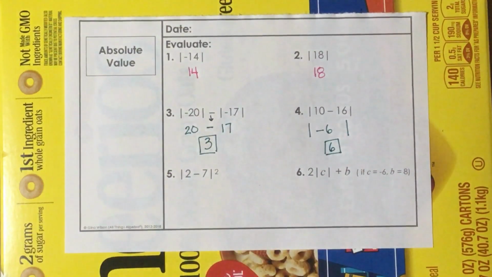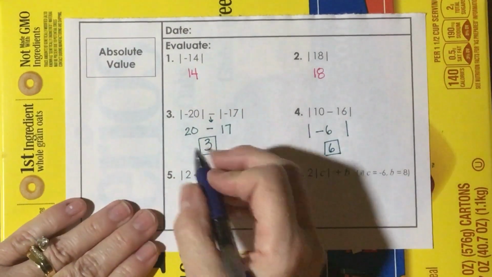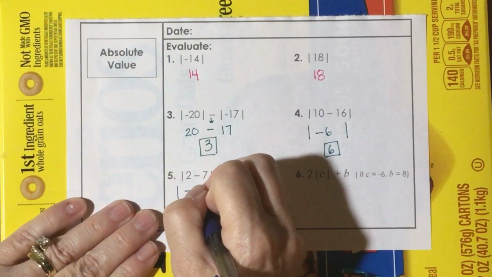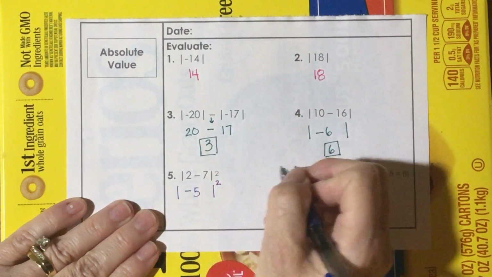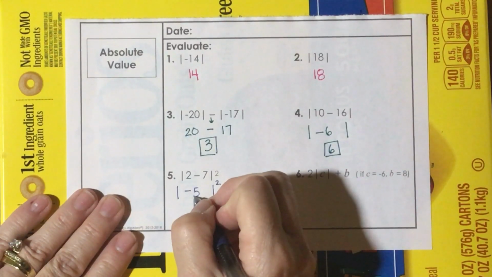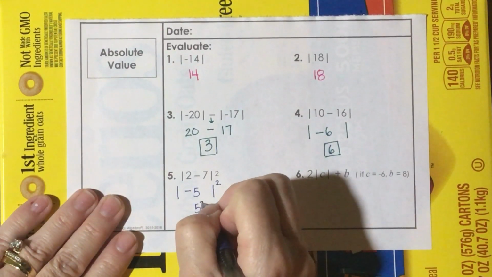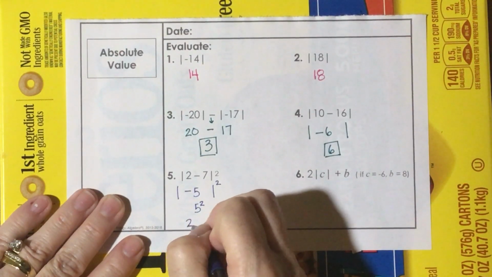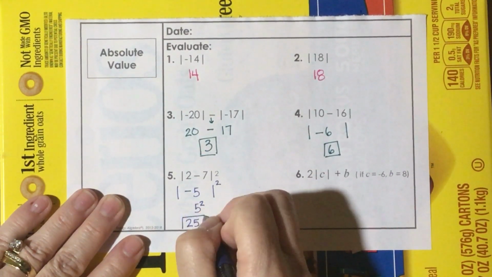So number 5, we have 2 minus 7 is -5, and that will eventually be squared. Take it out of the absolute value sign, and we have 5 squared, and 5 squared is 5 times 5, so that's 25.